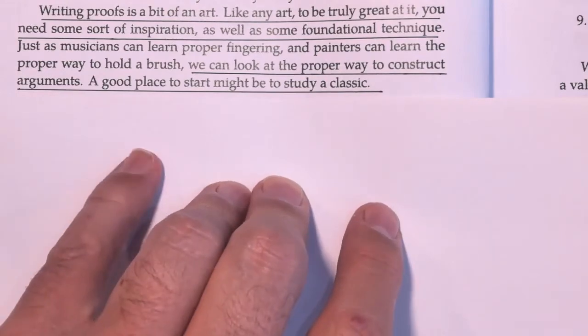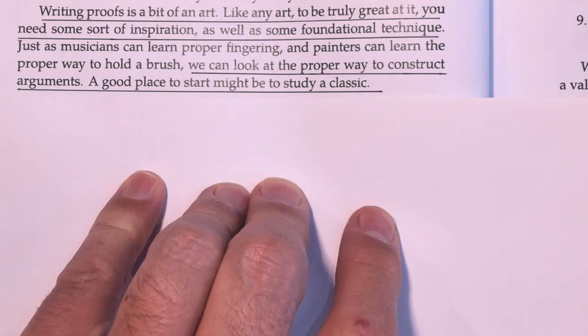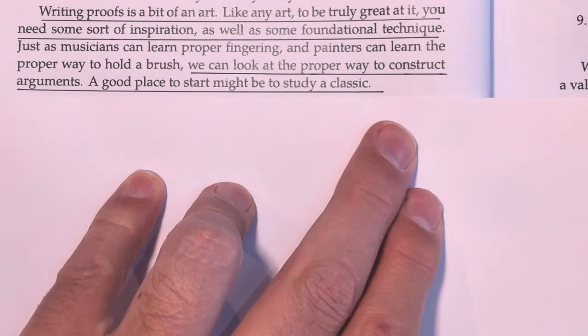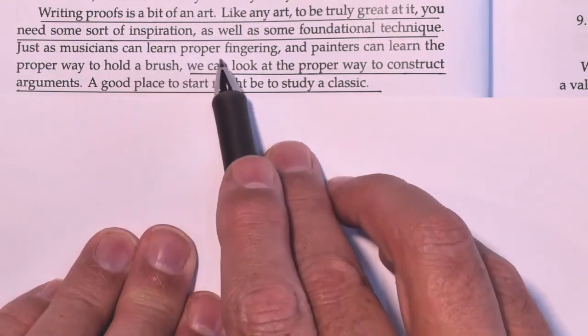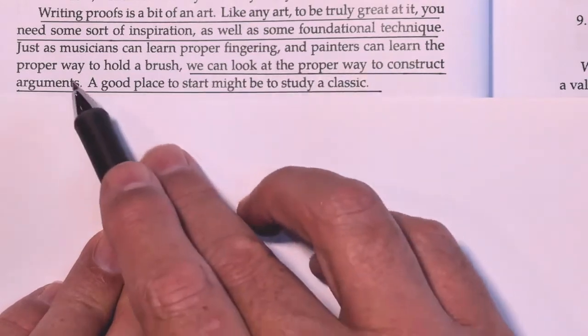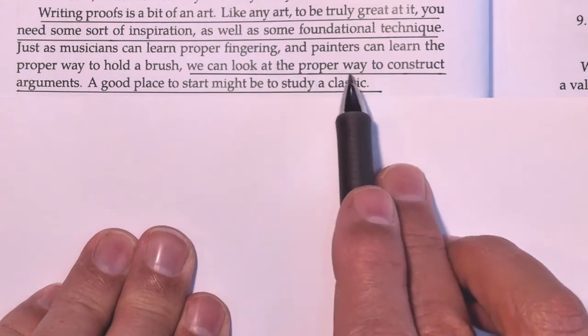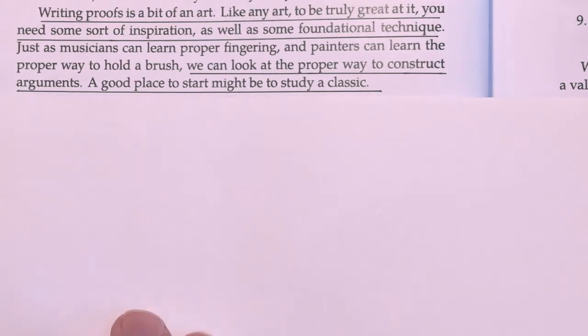I like what he's written on page 214. He says, writing proofs is a bit like an art. Like any art, to be truly great at it, you need some sort of inspiration, as well as some foundational technique. Just as musicians can learn proper fingering and painters can learn the proper way to hold a brush, we can look at the proper way to construct our arguments. It's a good place to start.